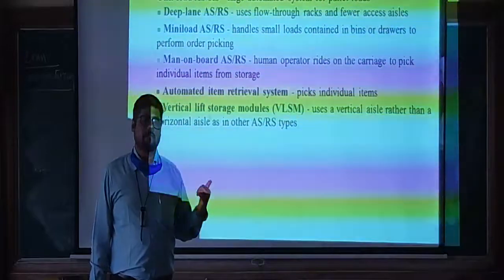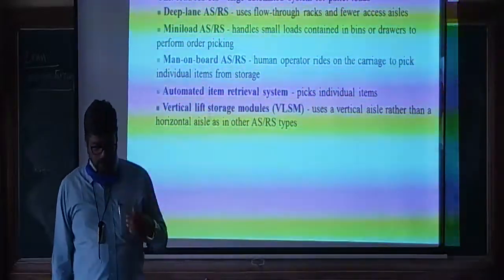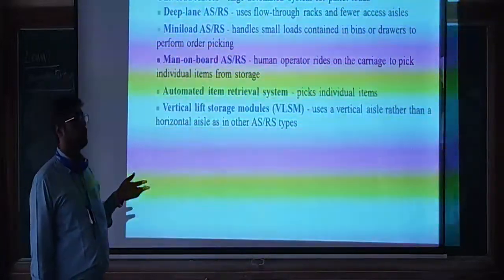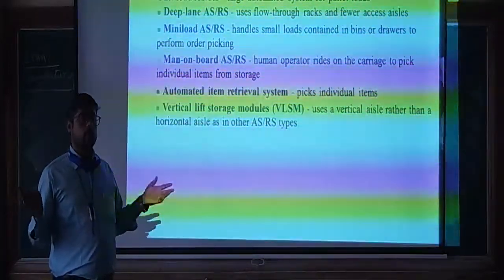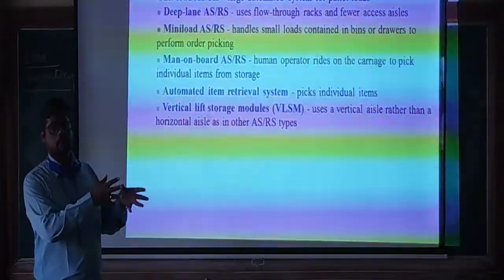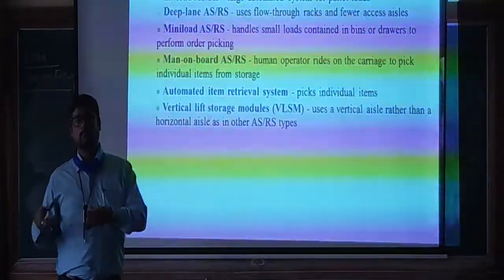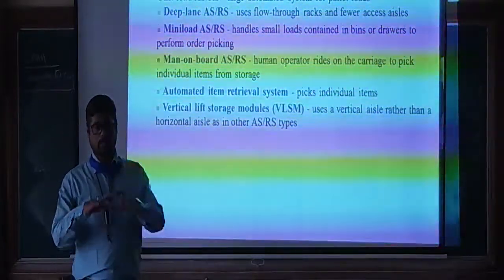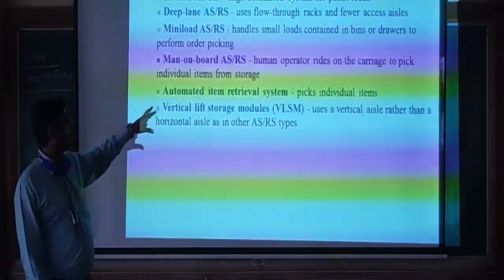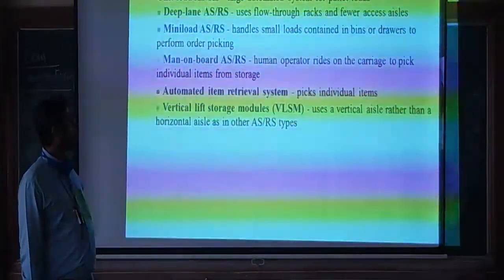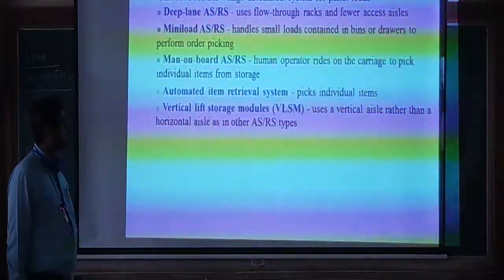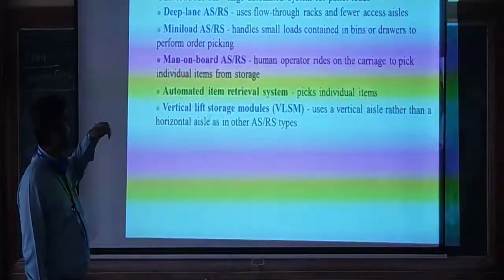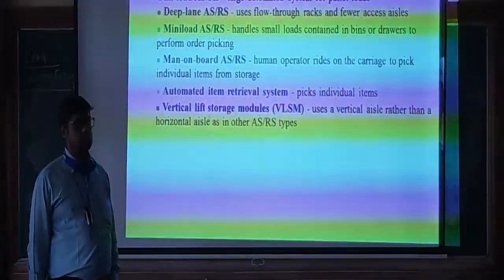You can see these types of ASRS in the Tata Motors or Mahindra and Mahindra assembly line. They have a big storage system to bring the assembled engine to the assembly station for car manufacturing. There we can see man on board ASRS, automated item retrieval systems, and vertical lift storage modules.